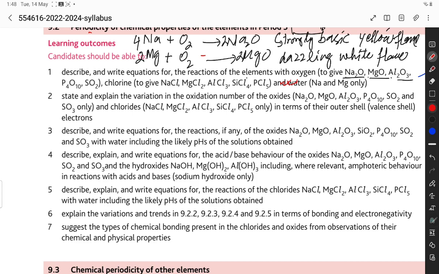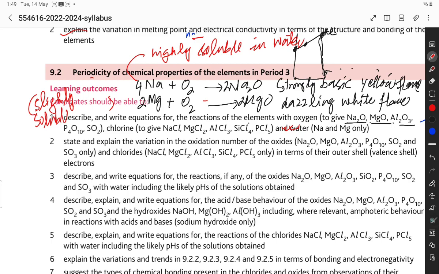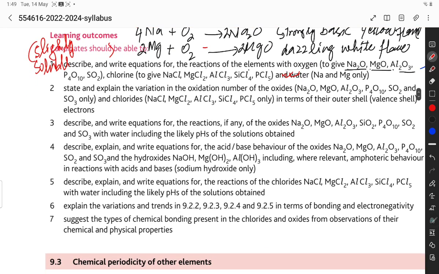and this is also a basic oxide, an insoluble base. Sodium oxide is strongly basic and highly soluble in water, and magnesium oxide is slightly soluble in water, practically insoluble. So these are the reactions of magnesium oxide, and it burns with a dazzling white flame.